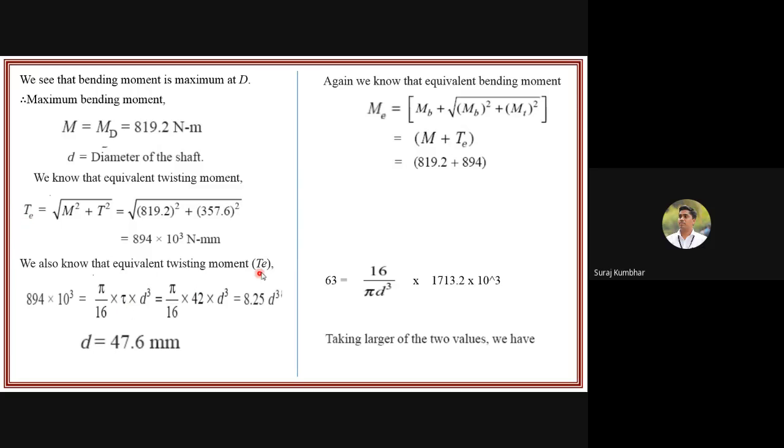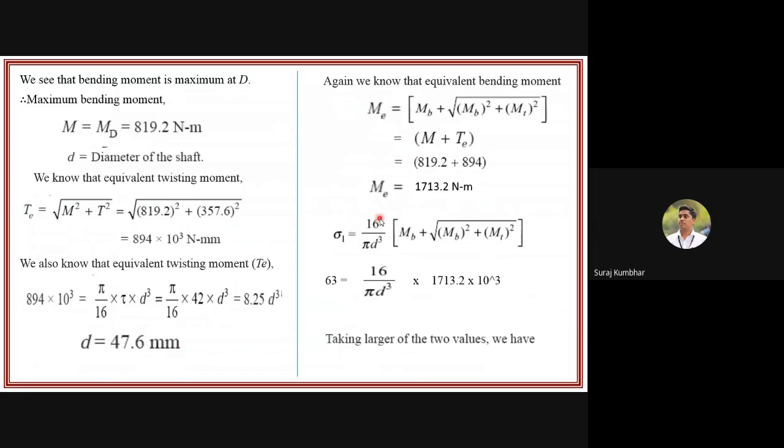सो आपण इक्विव्हॅलंट ट्विस्टिंग मुवमेंटला डायमीटर फाइंड आउट केलं. आता इक्विव्हॅलंट बेंडिंग मुवमेंटला आपण डायमीटर फाइंड आउट करणार आहोत. जी व्हॅल्यू लार्जर असेल ते आपण कन्सिडर करणार आहोत. Okay, now here Mb is nothing but M plus the square root of M square plus T square, where T is the equivalent torque. So I will put all the values, M value 819.2 and equivalent torque 894. So what I will get, the equivalent bending moment value is 1713.2 Newton meter. Here we have taken it in Newton meter, we will convert it into Newton mm so that we get the diameter in mm.